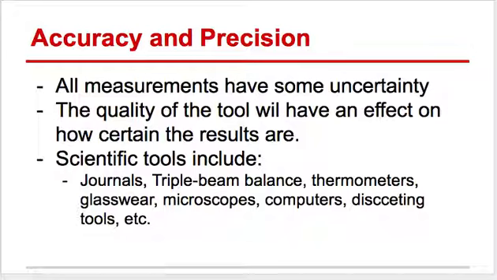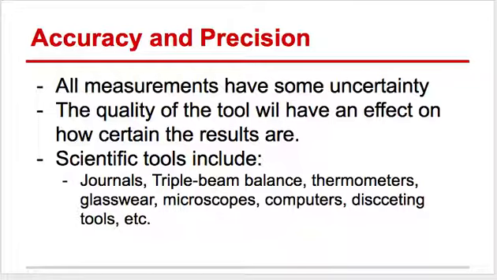All measurements have some uncertainty. No matter how well you do them, there's always some uncertainty. The quality of the tool will have an effect on how certain the results are. It's not always the tool either. Maybe you're doing a bad job of cleaning your containers out. So that's going to affect how much of something that you have. You have more in your container, so you have less to test.